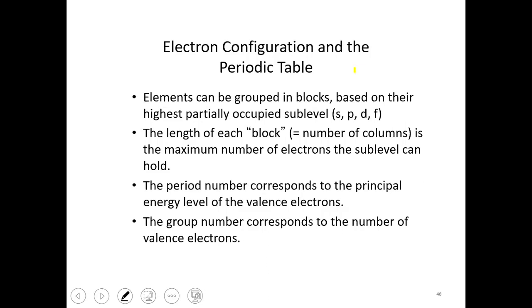Remember that for a D block element, transition element, that valence level is actually going to be typically an S sublevel, not the D electrons that are in there. And we'll see more about that later on. Lastly, the group number, 1A, 2A, 3A, 4A, corresponds to the number of valence electrons. This only applies to those elements that belong to the S and the P blocks. Remember, the D block elements are a little different.